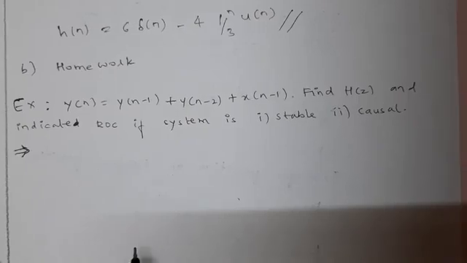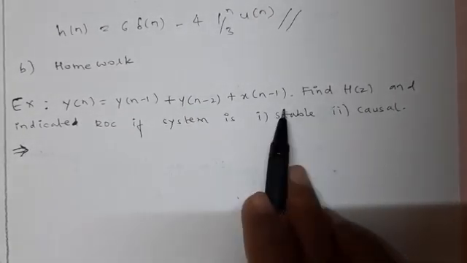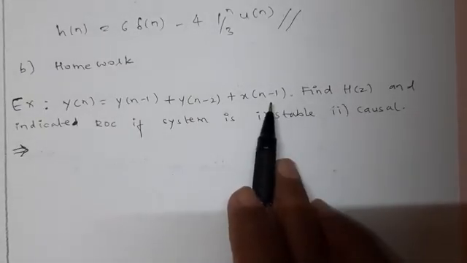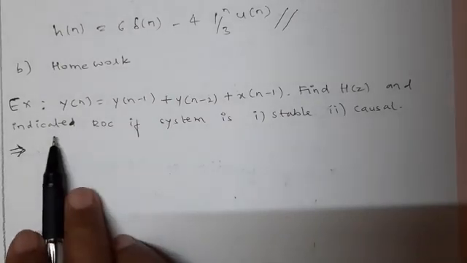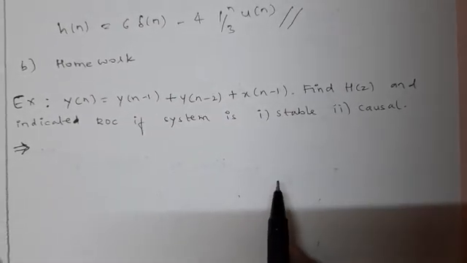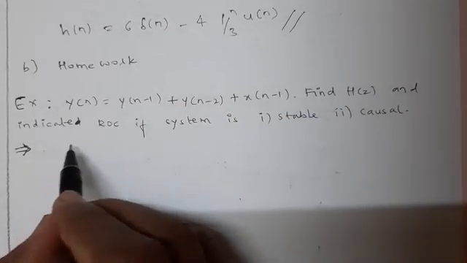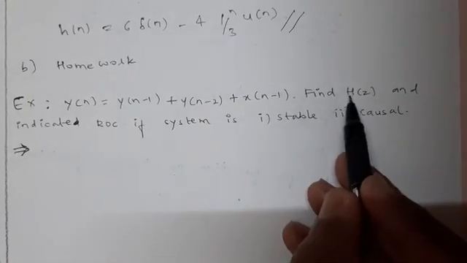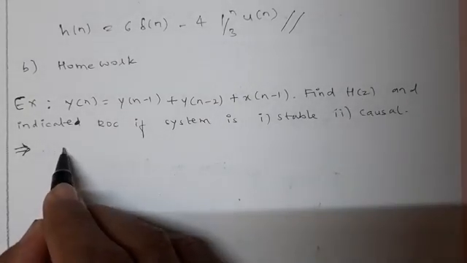We will go for the next example. A discrete LTI system is given by the difference equation y of n equal to this. You are asked to find H of z and indicate the ROC, if the system is stable and causal. So what is the first thing? Find H of z, meaning the transfer function or system function. H of z is Y of z by X of z.